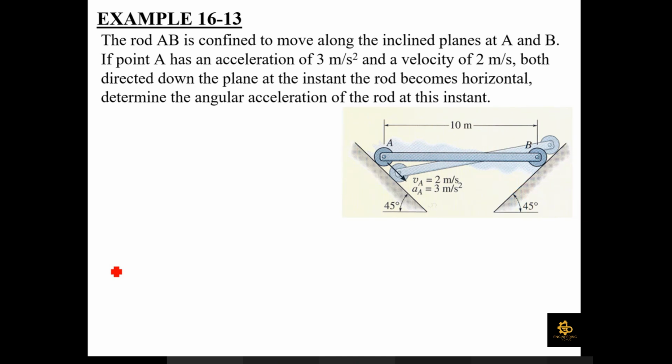Both the inclines are at an angle of 45 degrees as shown in the figure. Now, since omega is not known to you here, and in order to apply the relative acceleration equation you will require that omega, it means that first of all you need to perform the velocity analysis, and then you are going to perform the acceleration analysis. Okay, before proceeding to the velocity analysis, what type of motion is this link AB undergoing?